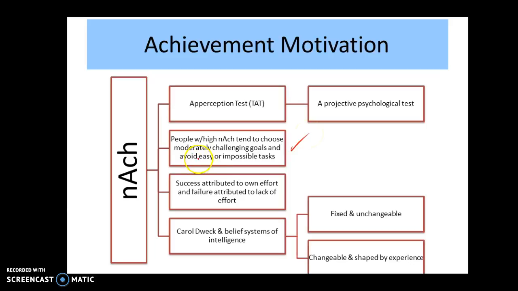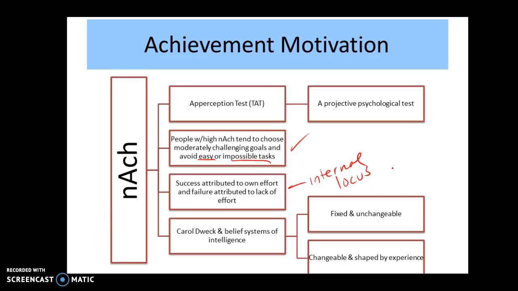So they tend to avoid things that are too easy or things that are impossible, meaning that they can never achieve because it's out of the question to actually be successful. They like moderate to high goals. The other thing is they tend to have an internal locus of control. Remember, we learned that? Meaning that they attribute their success and their failures to themselves and to their effort.